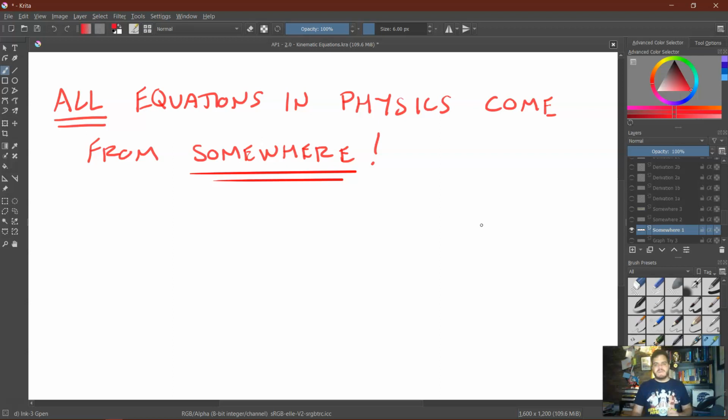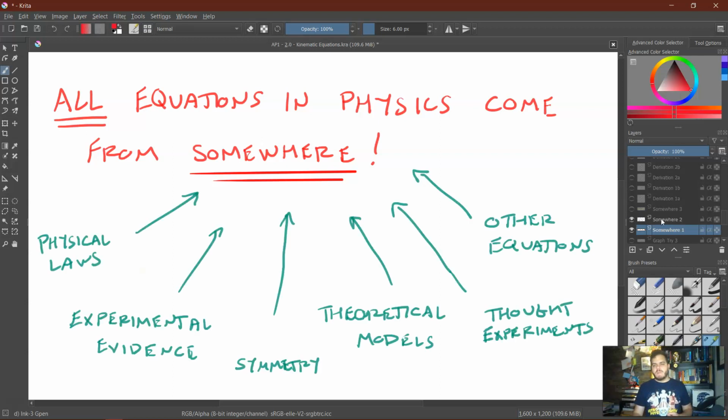So always in this class, we're going to talk about, well, what are the bases for these equations? And it can be many different things. It can be physical laws that we're going to discuss. It can be experimental evidence, symmetry, which may sound a little strange, but symmetry guides us a lot in physics. Theoretical models that we've been exploring, maybe even a thought experiment. That's a little bit more of what we're going to be doing today. And sometimes even other equations that we can put together to get new equations.